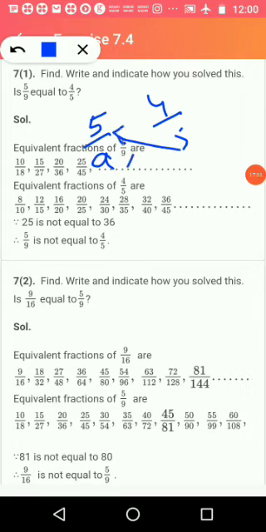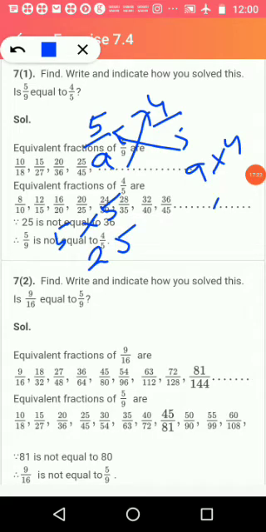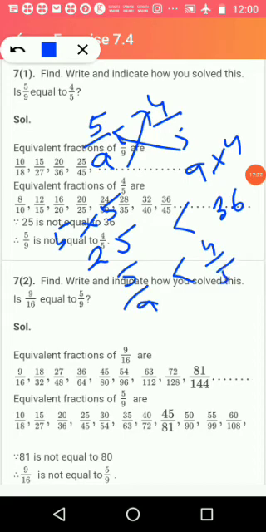I will cross multiply. 5 into 5 and here 9 into 4. So 5 5s are 25, 9 4s are 36. Okay, so now you see I have 36, which is greater than 25. So 5 by 9 is less than 4 by 5. So they are not equal. Okay, next.